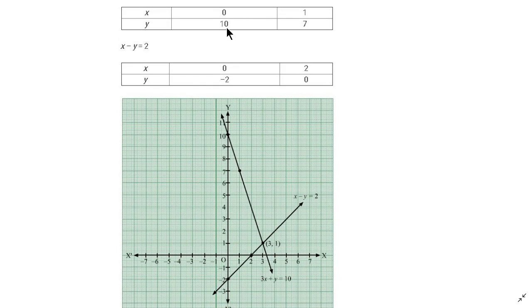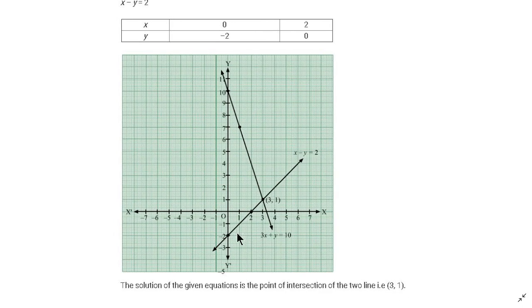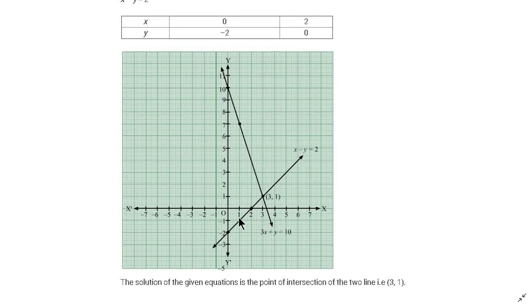Then we can see here 0 comma 10. This is 0 comma 10. This is 1 comma 7. Join these to complete this line and find out where they are meeting, where they are intersecting. The intersecting point is 3 comma 1, which is the solution required.